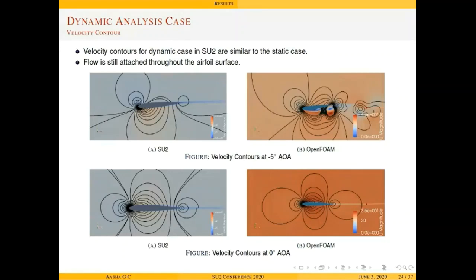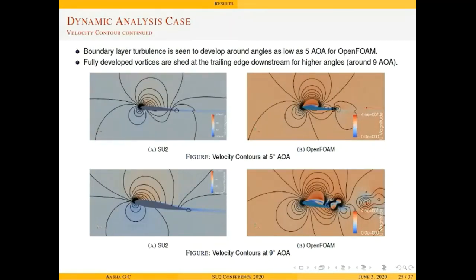However, for the case of OpenFOAM, the trailing edge vortices are observed at -5 degrees. As the angle increases during the pitching motion of the airfoil, these vortices eventually die out and no such disturbances in the boundary layer region or trailing edge vortices are observed for 0 degrees. However, as the pitching angle increases beyond 0 degrees, the vortices begin to reappear at 5 degrees in the case of OpenFOAM. As the angle increases further, these vortices grow and form fully developed trailing edge vortices, which are further shed downstream, as can be seen in the plot on the bottom right corner for 9 degrees.